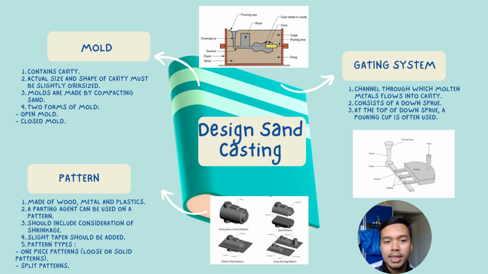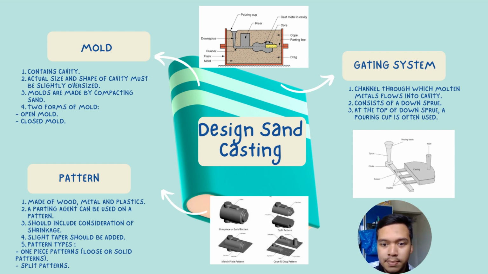So what is a gating system? A gating system is a channel through which molten metal flows into the cavity from outside of the mold. The gating system also consists of a down sprue through which metal enters a runner leading to the main cavity. As we can see here in the figure, at the top of the down sprue, a pouring cup is often used to minimize splash and turbulence as the metal flows into the down sprue.